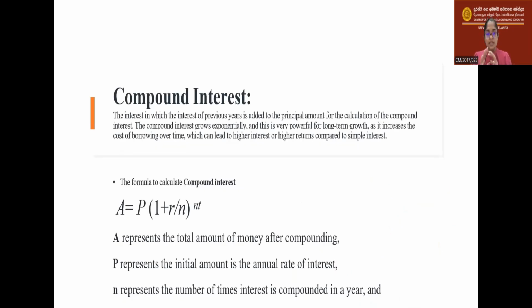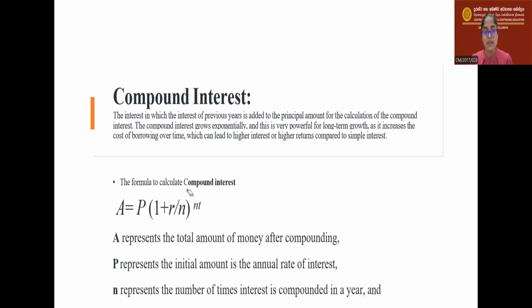Compound interest: the interest in which the interest of previous years is always included. In simple interest, there is no involvement of the previous year's interest, right? But in compound interest, it is there. You take the interest of previous years and add it to the principal amount for the calculation of compound interest. That is the main thing. Therefore, compound interest grows exponentially, and this is very powerful for long-term growth. It increases the cost of borrowing over time, which can lead to higher returns compared to simple interest, right?